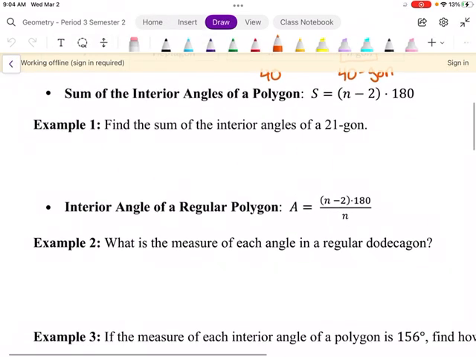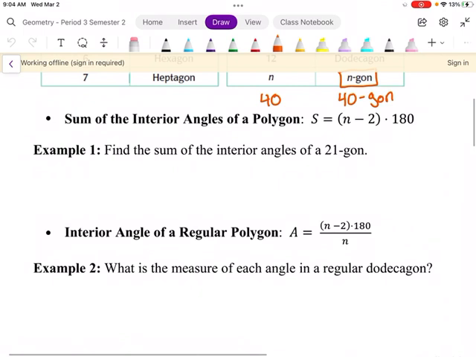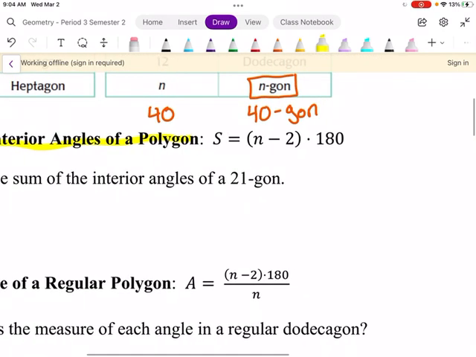There we go. So when you are finding the sum of the interior angles, so that's adding them all up together, the formula for that is S equals n minus 2 times 180. And n represents the number of sides on the polygon.